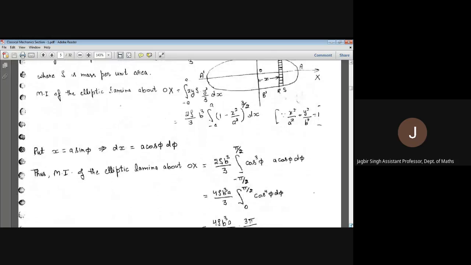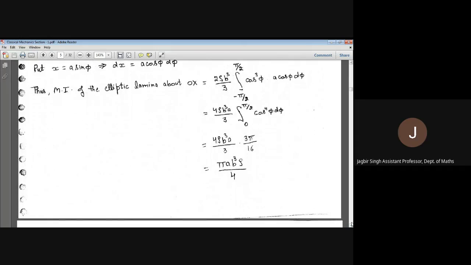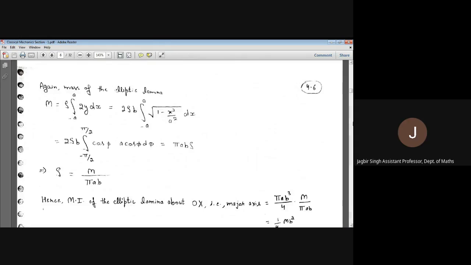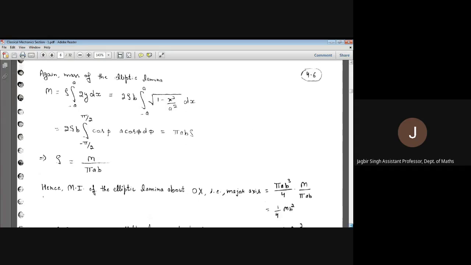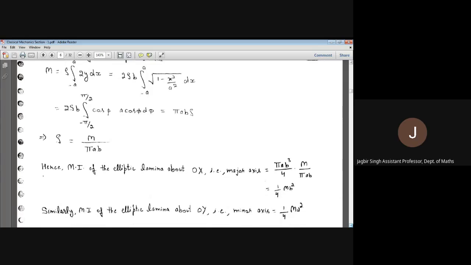After solving the integration, we will have pi A B cube rho by 4, where rho is the mass per unit area. After that, assume M is the total mass of the lamina. So rho is obtained: it will be M by pi AB. From here, the moment of inertia of the elliptic lamina about OX is M B square by 4. Again, the moment of inertia of the elliptic lamina about OY will be M A square by 4.